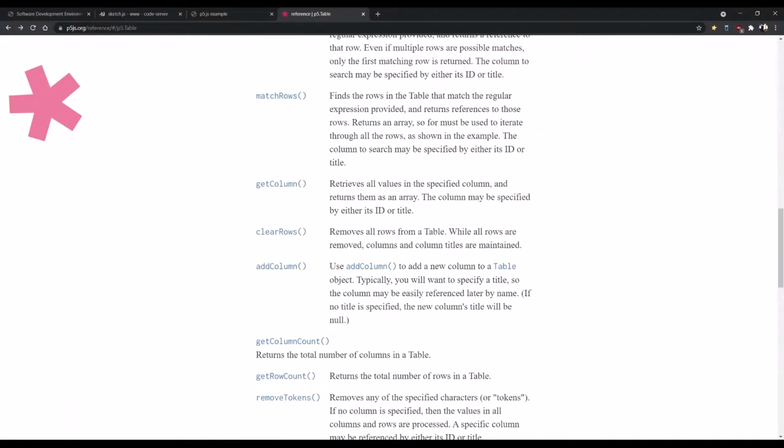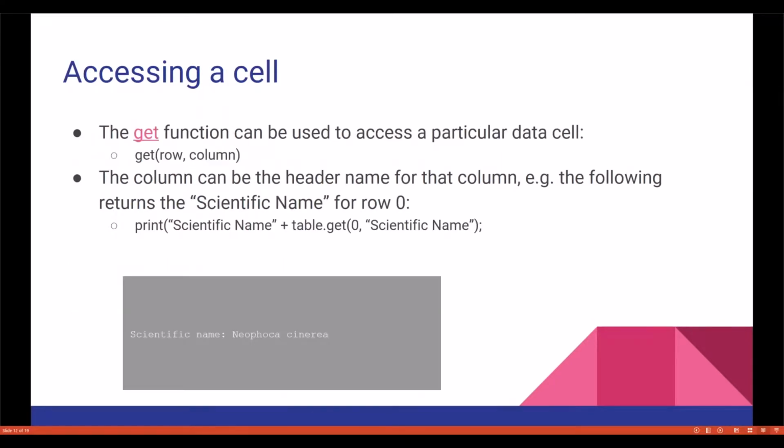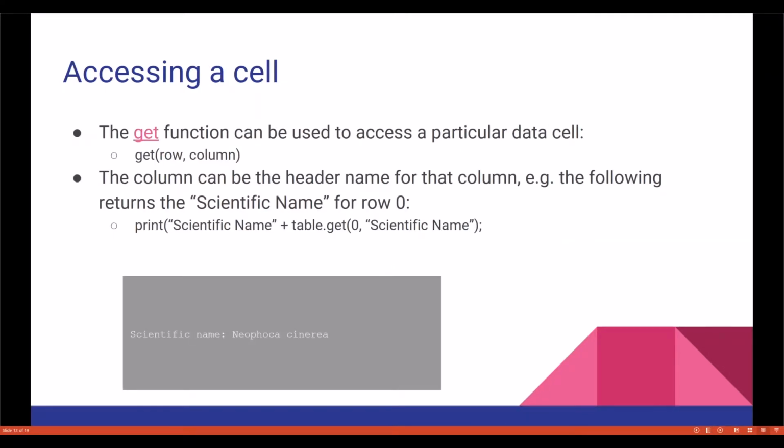In the lecture slides, we run through an example using getRowCount and getColumnCount to get some stats about the table object. We can use the get function and provide it a row number and column number to get a specific element out of the table. And it does say here that instead of using the numerical index, if our data has a header row, we can use the header name to grab a specific element from a specific position.